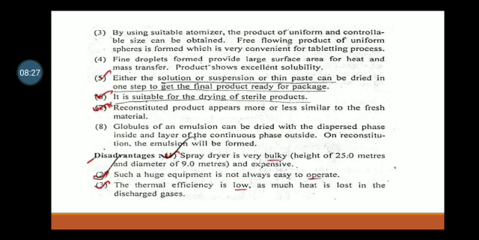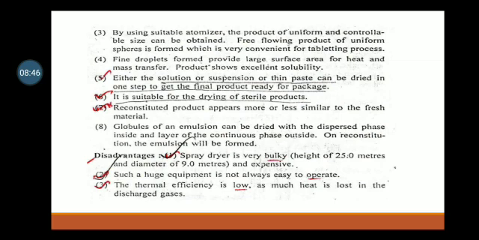So by using a suitable atomizer, a product of uniform and controllable size can be obtained. A free flowing product of uniform spheres is formed, which is very convenient for the tableting process. Etc. are the advantages. And disadvantages.